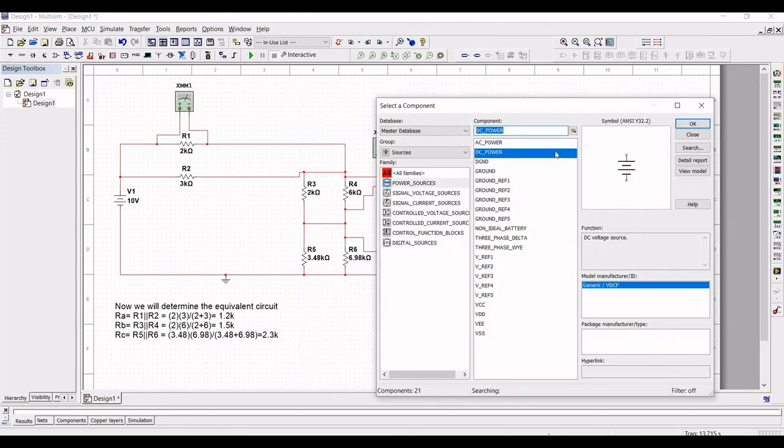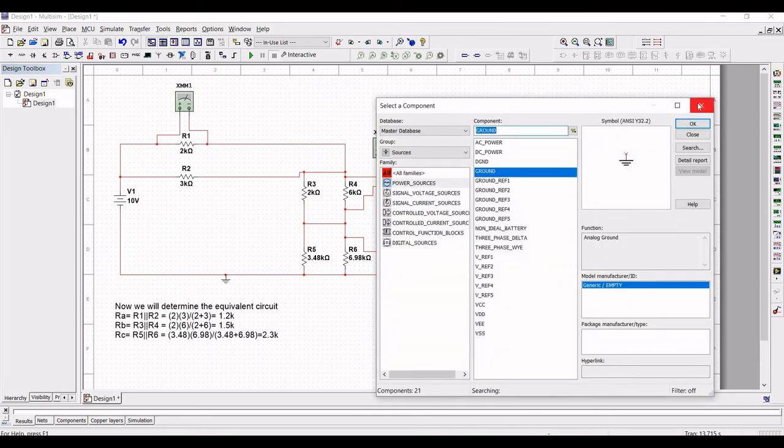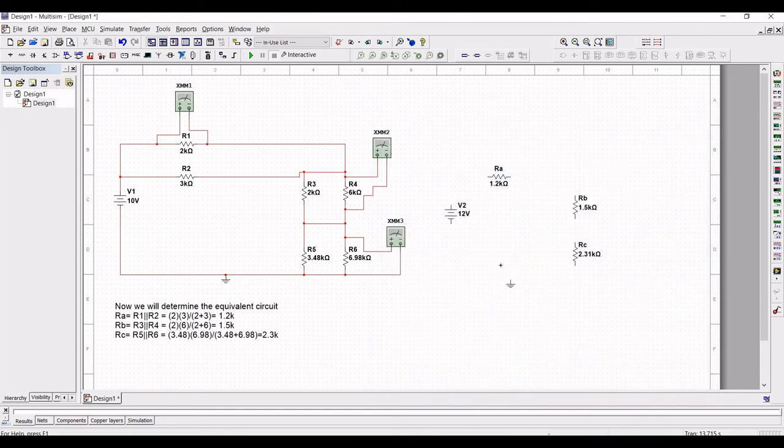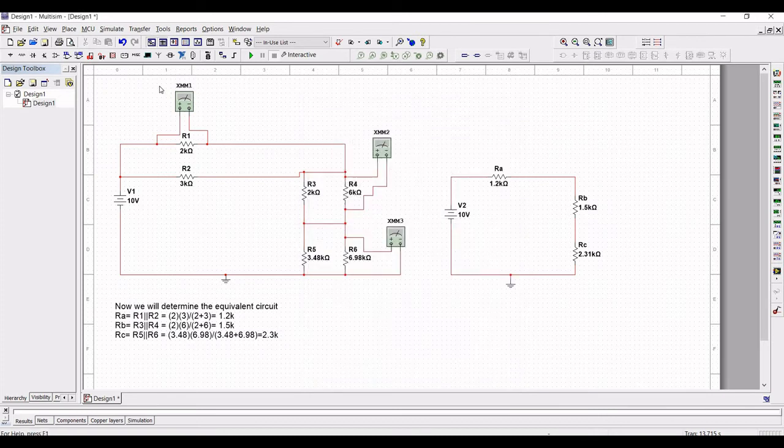Now click on source and place the ground connection on the schematic window. Now connect the voltage source V2 to the ground and connect the resistor RC to the ground. Now connect the resistor RB to RC and connect the resistor RB to RA and RA to the voltage source. Double click on voltage source. Define the value as 10 volt.